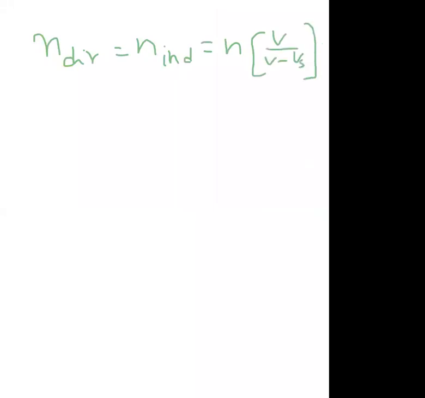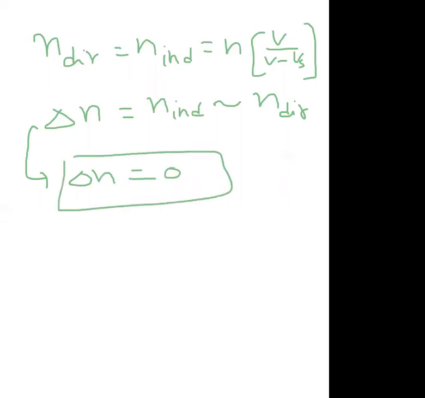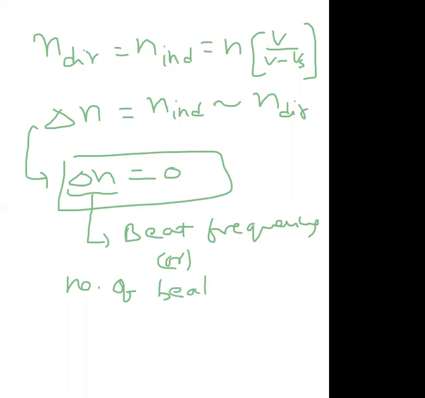And how many beats are heard per second? The number of beats heard per second means the difference in the frequency. The difference in the frequency is called the number of beats heard per second. As both are the same, delta n is equal to 0. So delta n is called the beat frequency, or the number of beats heard per second. Now we connected the Doppler effect with beats. Delta n is equal to 0.